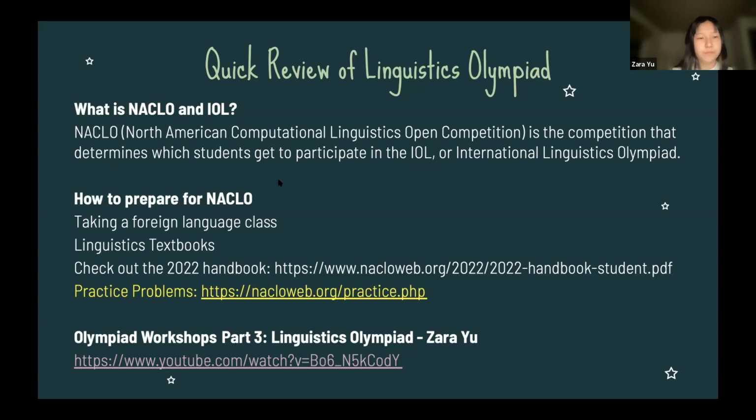the next one. So here are some ways to prepare for NACLO. The first thing you can do is take a foreign language class, which is offered at your school. And this isn't necessary, but it can help you with understanding how other languages compare to English. The next thing you can do is read some linguistics textbooks. So on NACLO's official website, they have a reading list, and you can check out that list and see what books you might be interested in going over.